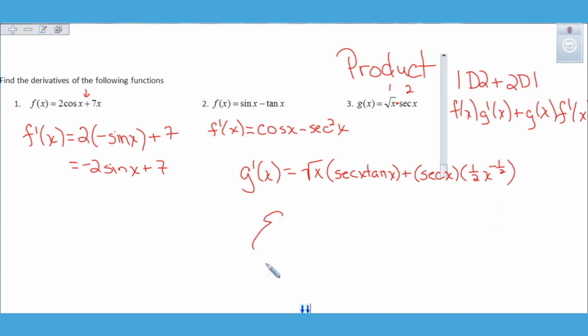Okay, do I need to stop and show you that again? You know, that's really x to the 1/2. Take your power down, subtract, right? That's how we get that every time.